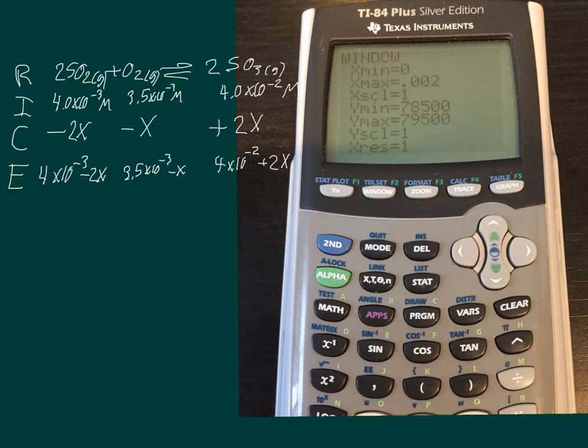Now for the y min and the y max, I simply just bracketed either side of 7.9 times 10 to the fourth. I called one 7.85, one 7.95 times 10 to the fourth, so we know that's going to show up across the middle. So the next thing we're going to do now is press on the graph button right here. Okay, and that will show us the graph of the function.